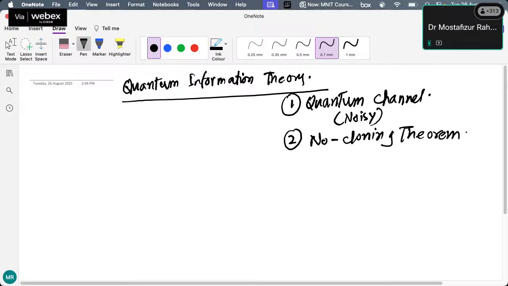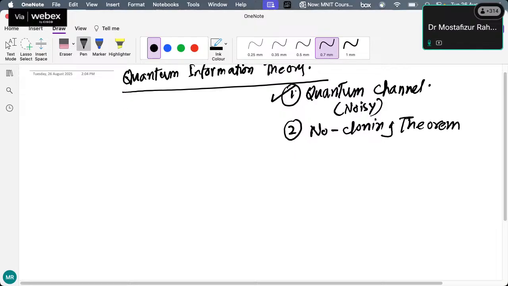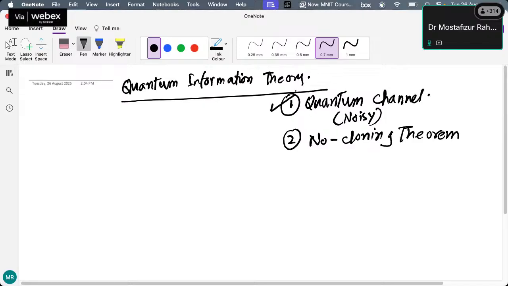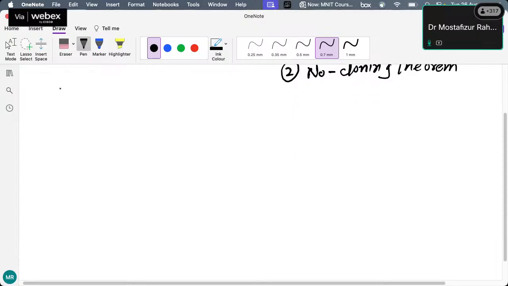So before we formally start the quantum channel and various quantum channels, we need some background. Although I believe that many of you already know what is the composite quantum system and entangled state, I'm still covering 5-10 minutes on these things so that those who are new can feel comfortable with the subject. So one is something called a composite quantum system.